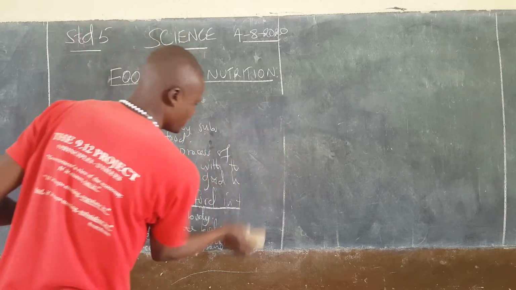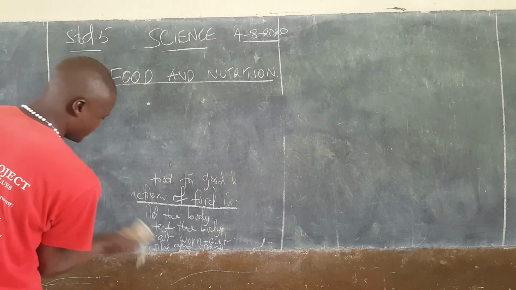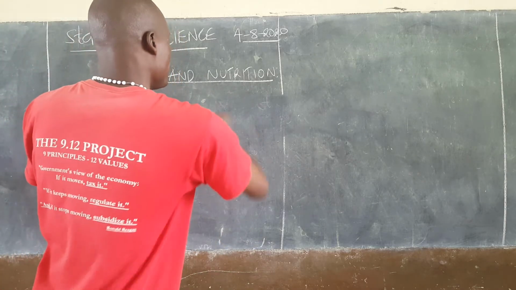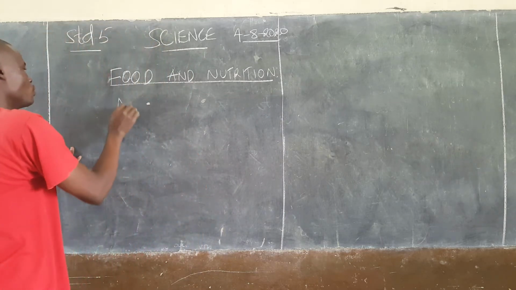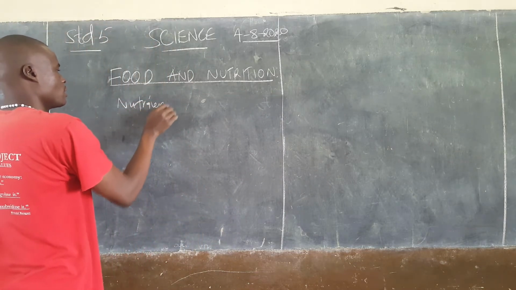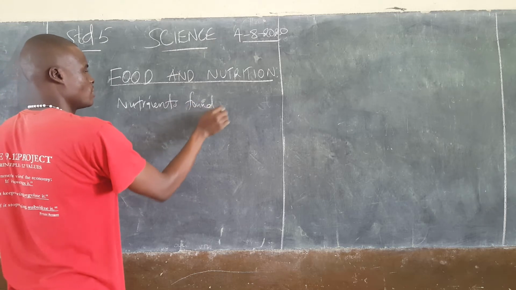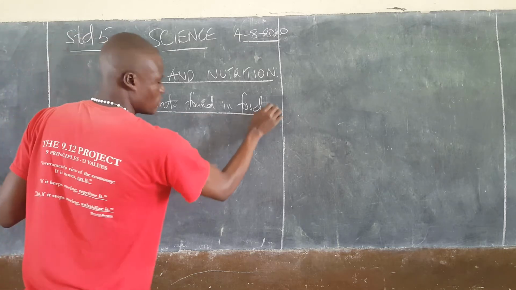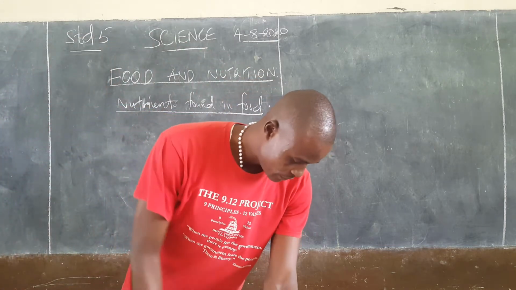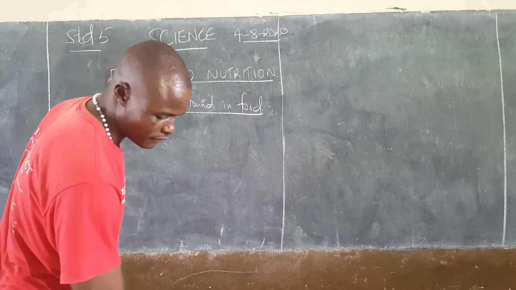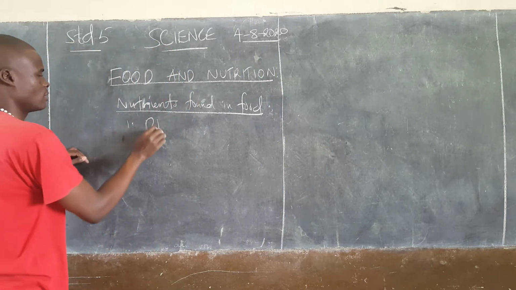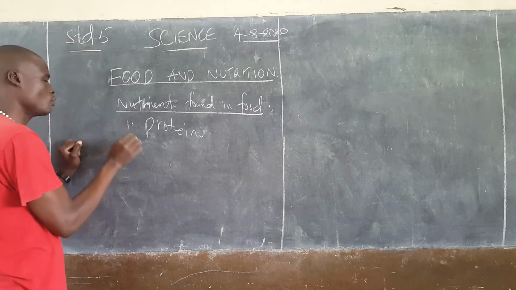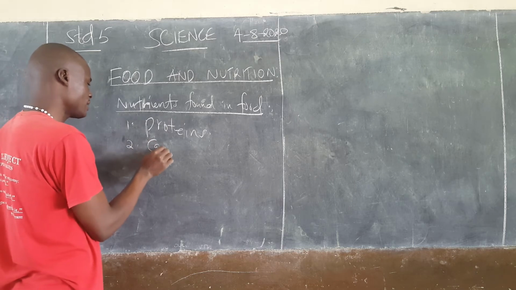We now go to nutrients that are found in food. Which nutrients are these that are very important? The main types of nutrients found in food are proteins, number one. Then number two, we have carbohydrates.